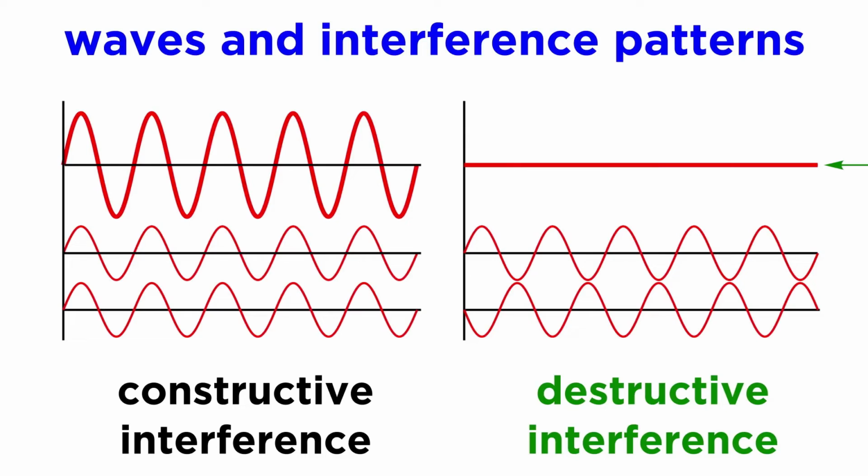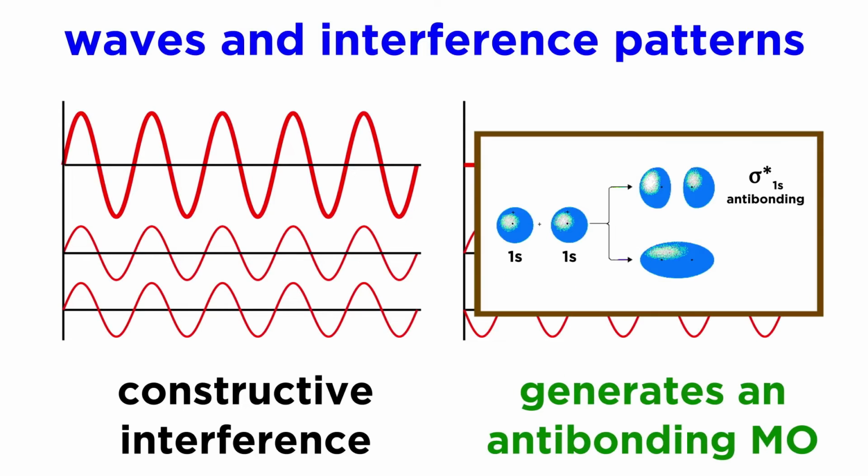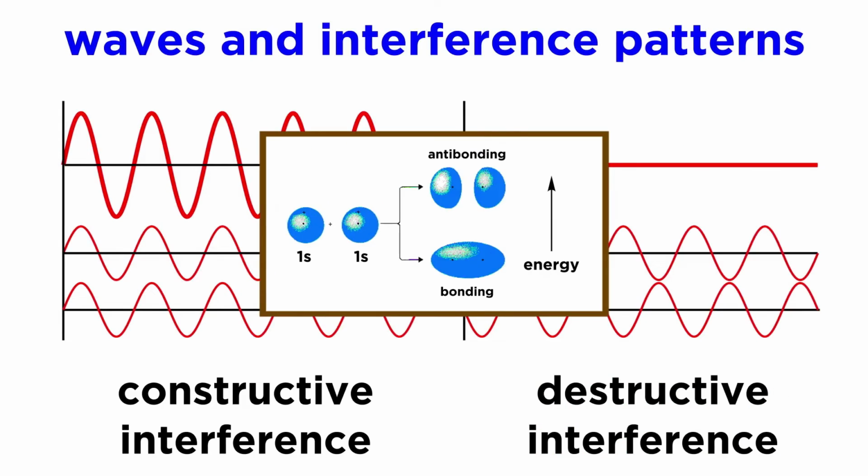This causes the amplitude to drop to zero, resulting in an anti-bonding orbital, like this sigma s star orbital. Here, there is a node between the nuclei, which weakens the bond. The bonding orbital is of lower energy and will thus be filled before the anti-bonding orbital.